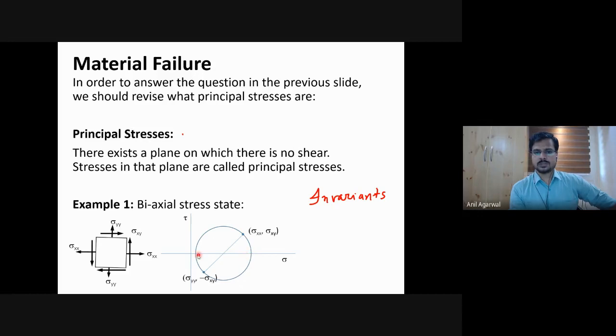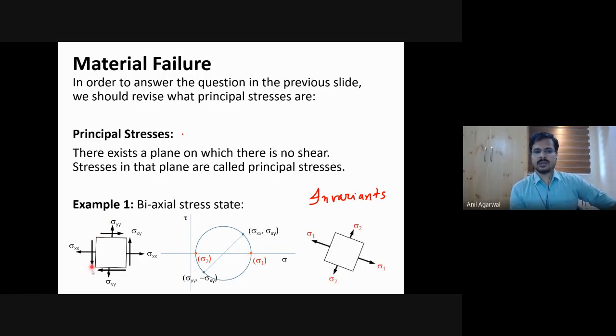And these 2 points are called the locations of principal stresses. That's where you don't have any shear stress. And there always exists one orientation where there is no shear stress. That is called principal stress. So these principal stresses we will call sigma 1 and sigma 2, and they exist in a particular orientation.